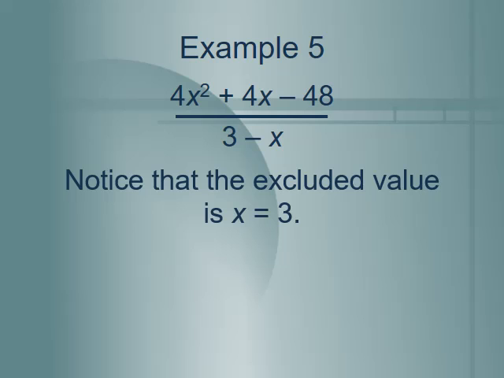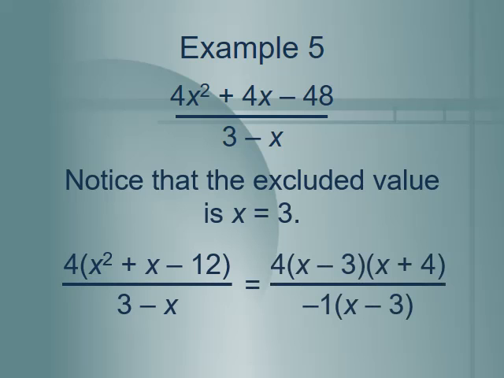first of all, our excluded value is 3. If we factor out -1, then we end up with positive x. We end up with -3 plus x, or we can switch it around and make it x minus 3. And still, x cannot equal 3. 3 is our excluded value for x.